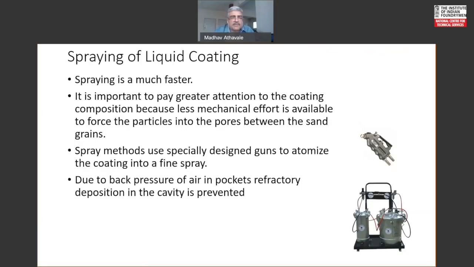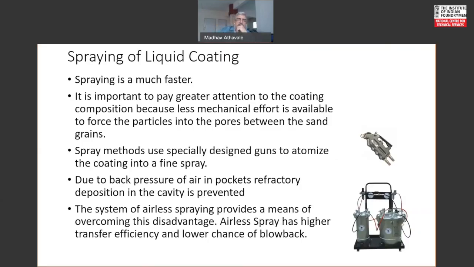One difficulty with compressed air spray guns is that in deep pockets, because of the back pressure of the air, the refractory may not get deposited properly in the mold or core cavity. So unevenness of the coating layer can become a problem, especially if you have a complex geometry for your core or mold. Now, system of airless spray guns has come in.